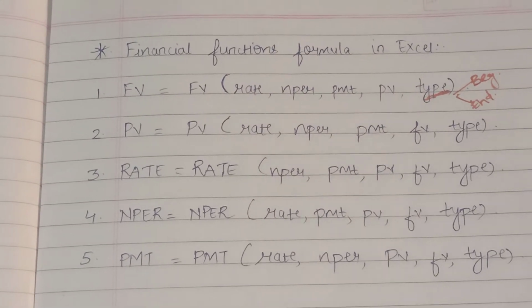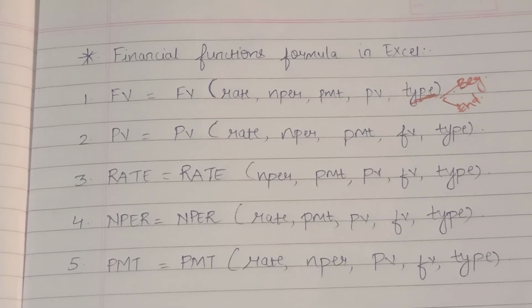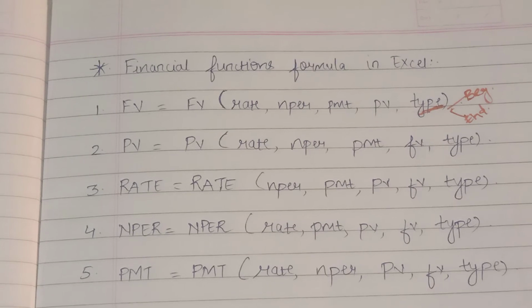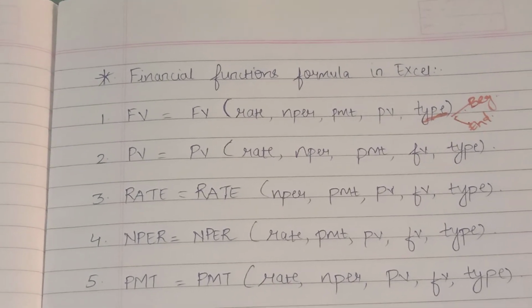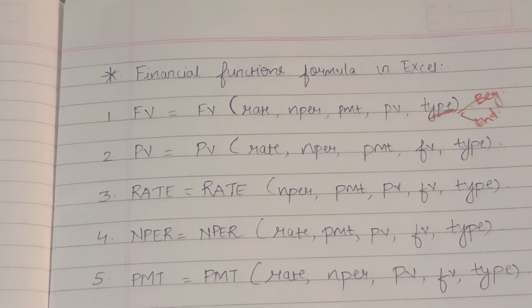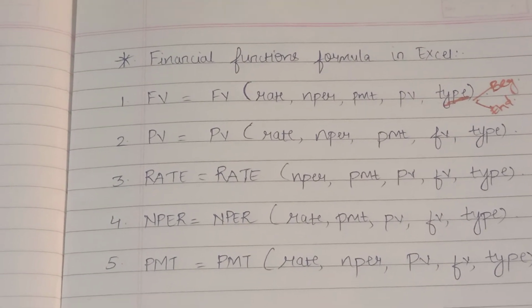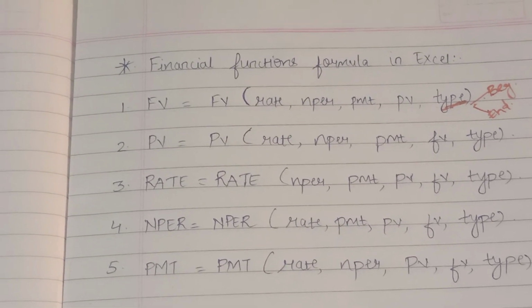So we'll start with future value. We'll apply the formula as =FV(rate, NPR, PMT, PV), where these are given in the question. Both the values would be given or any one would be given, then also you can find the future value. Type would be begin mode, that is 1.